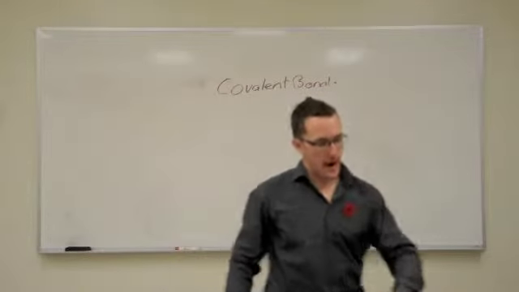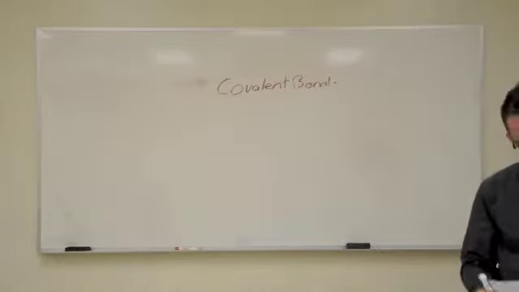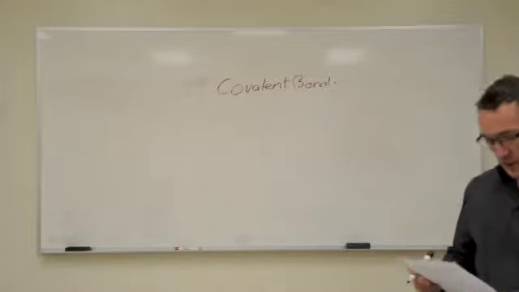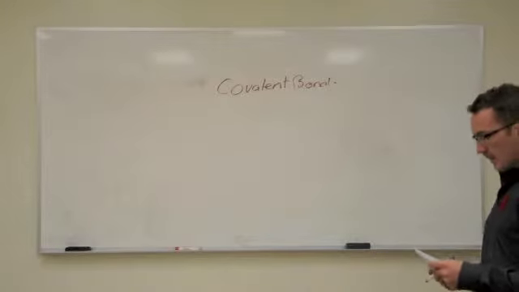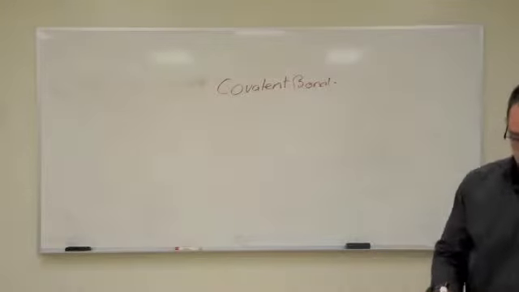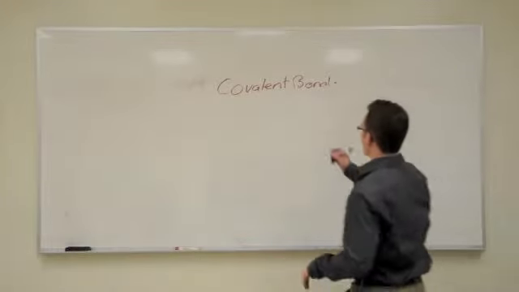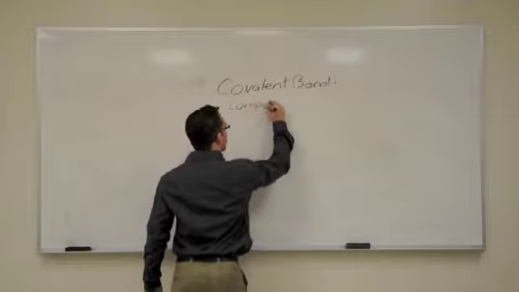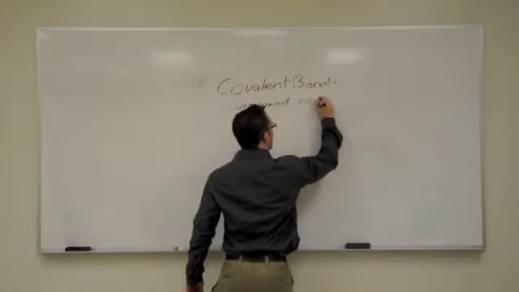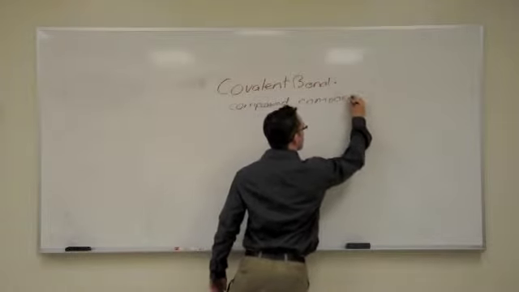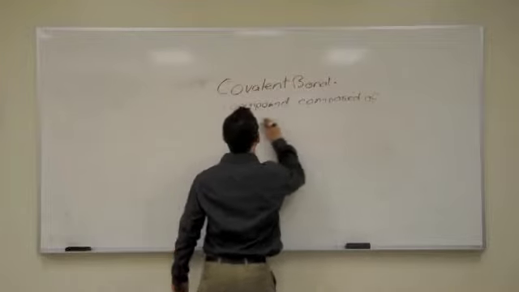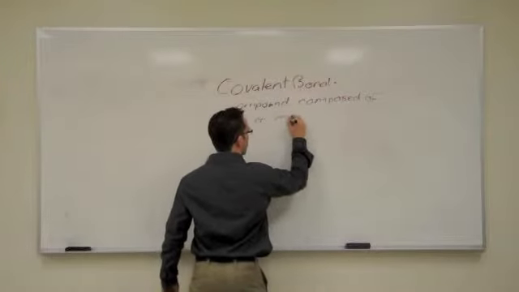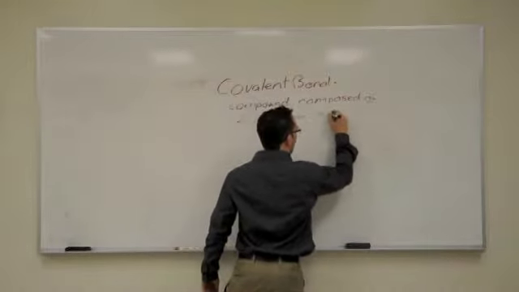Flip to the back of that page there. We've got a couple examples here. So it says, covalent bond is a compound composed of 2 or more nonmetals.